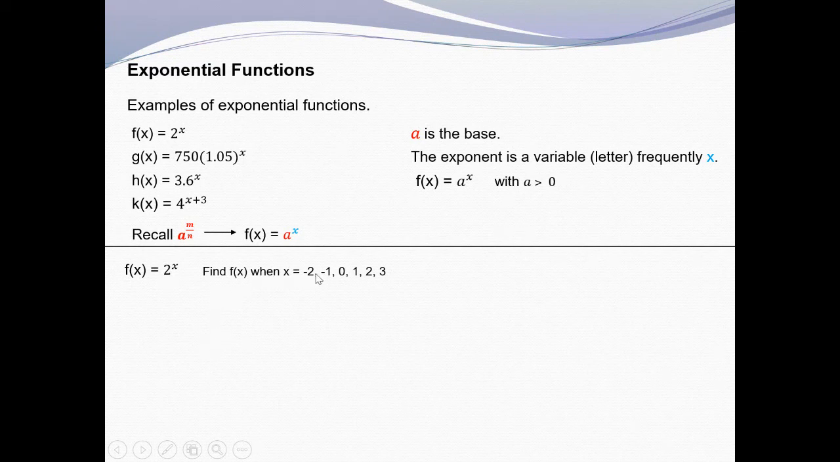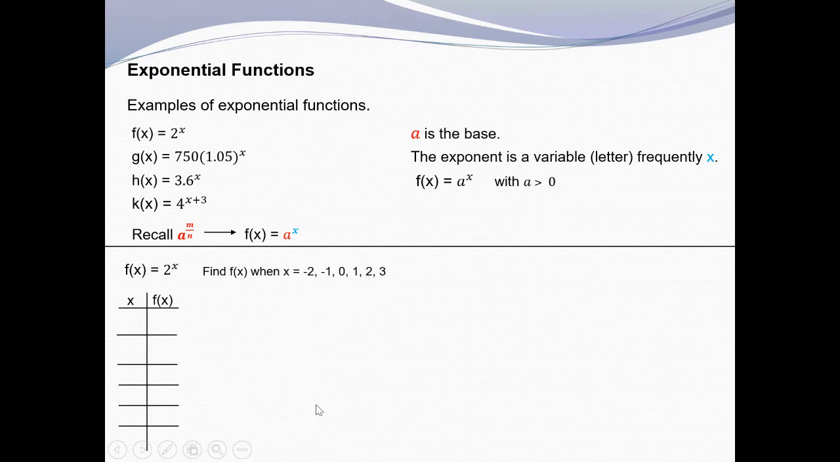So we're going to plug in x equals -2, -1, 0, 1, 2, and 3. We always try to use these numbers when we're graphing. Okay, so how do we evaluate the function at these values for x? Okay, so let's do a table, right? The f of x is like my y.